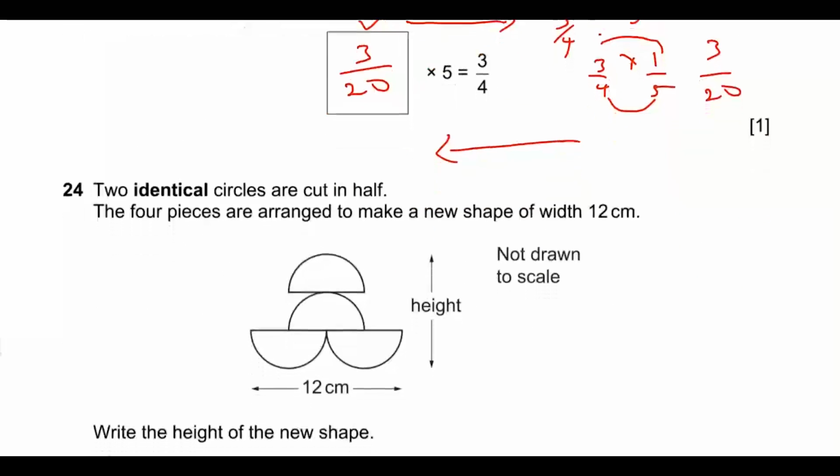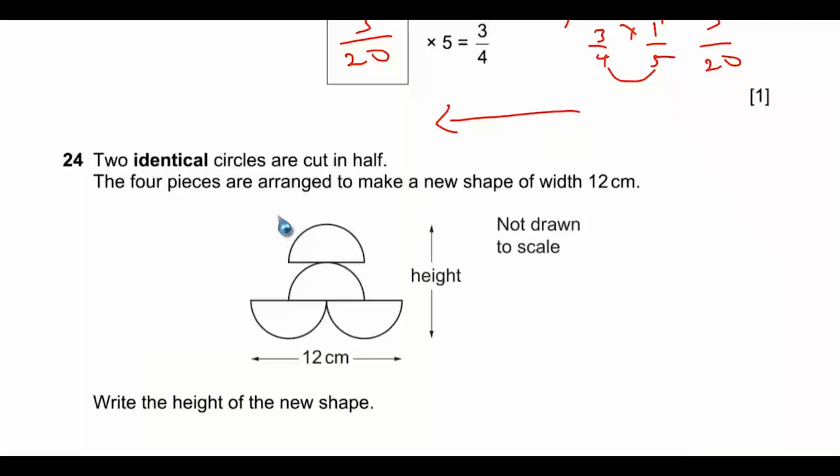Question 24. 2 identical circles are cut in half. The 4 pieces are arranged to make a new shape of width 12 centimeters. This is the new shape. Write the height of the new shape. Okay, so we have 2, I can say, is this up to half? Yes, we have 2 semicircles.